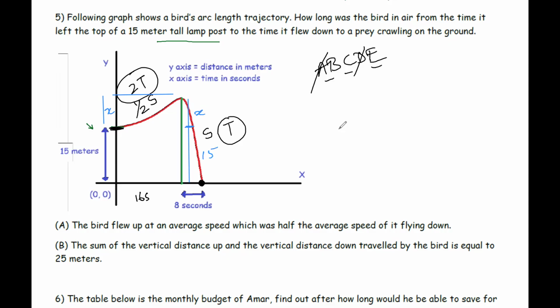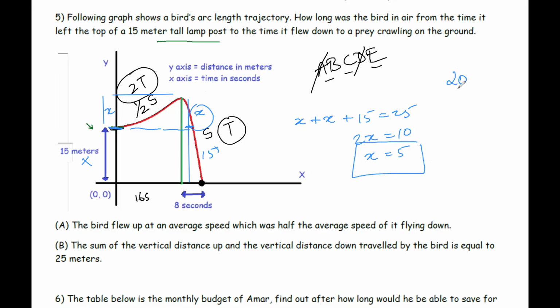Now remember, the bird flew from the top of the lamppost, so we cannot include this 15 meters. So the 25 meters includes x plus the vertical distance x down plus the 15 meters parallel to this lamppost. So that is 25. So we know 2x is equal to 10, so x is equal to 5.